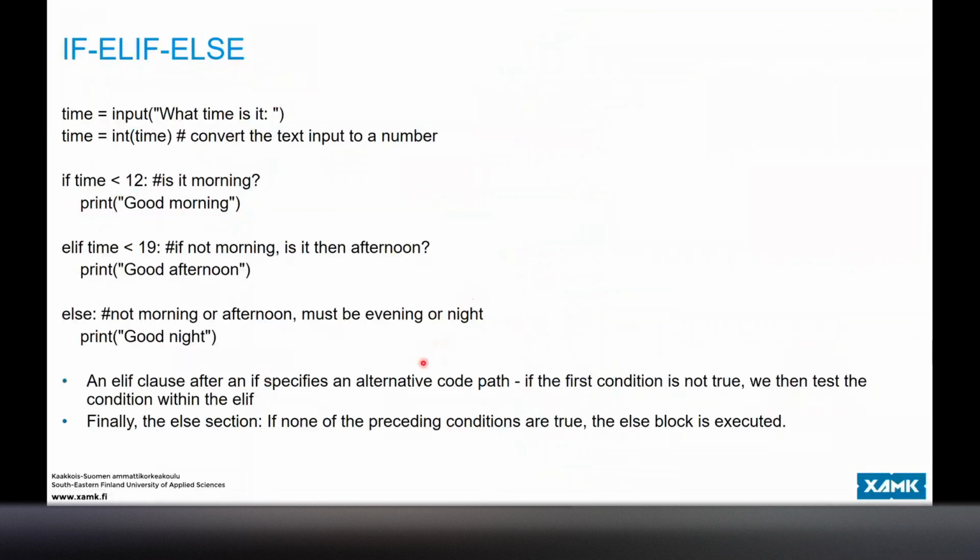So what the if else structure does, it specifies alternative code paths. If the first condition is not true, we then test the second condition within this elif, and finally comes the else section. Note, however, that I've written this out as an if else, so that there are 3 different branches you could go to. The number of branches does not have to be 3, however. You could leave this else part out, or you could put 2 or more elif statements here in between.